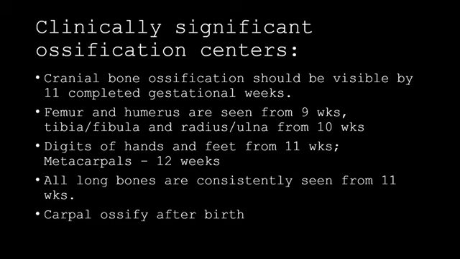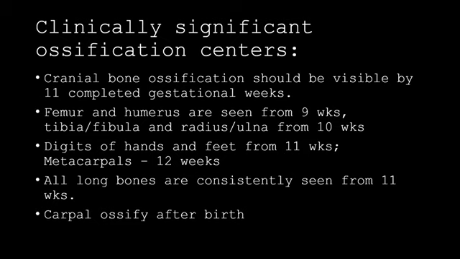Femur and humerus are typically visualized by around 9 weeks of gestation, while tibia, fibula, and radius ulna become visible by around 10 weeks. An interesting developmental detail is that upper limb ossification tends to appear slightly earlier than that of lower limbs, usually by a margin of approximately 2 days. Digits of hands and feet are seen from 11 weeks, whereas the metacarpals are seen from 12 weeks. So remember that all long bones are consistently visualized by 11 weeks of gestation.